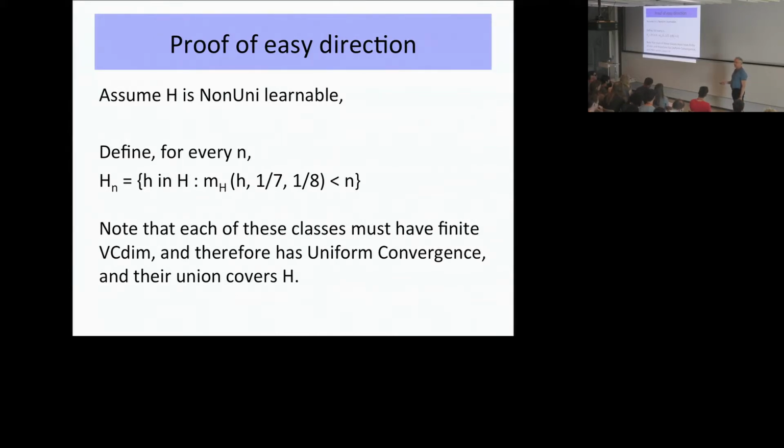So each of these classes has finite VC dimension. The union is all of my class. So we got that if the class is non-uniformly learnable, then it is such a union. Now we want to go in the reverse direction. We want to say if I can decompose it like this, then I have non-uniform learnability.